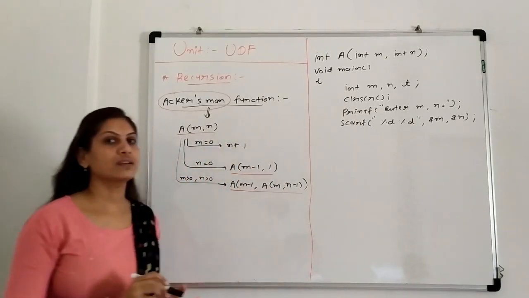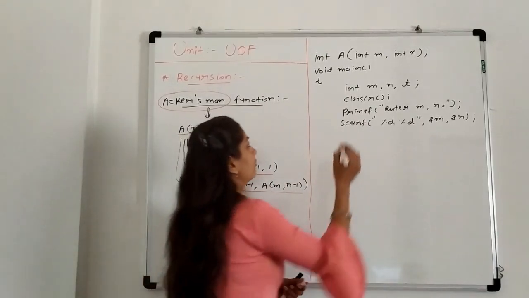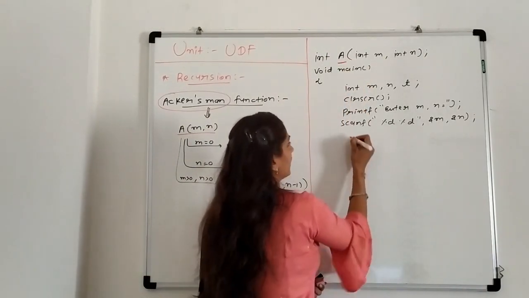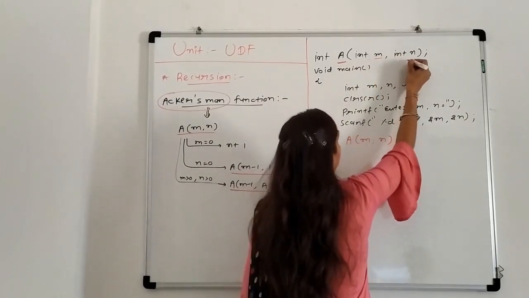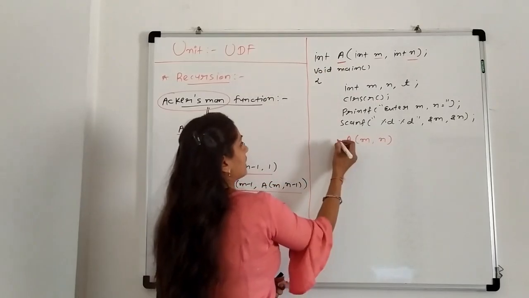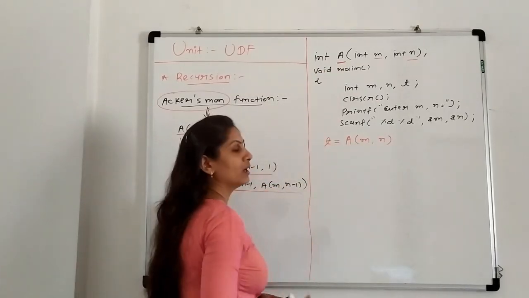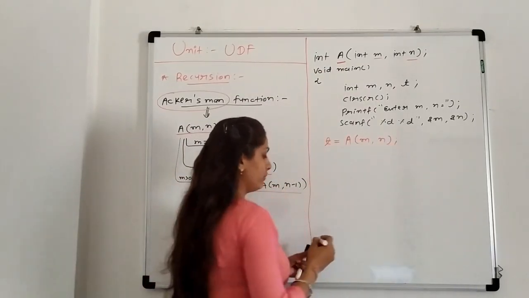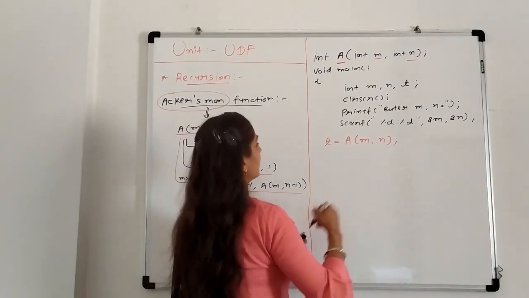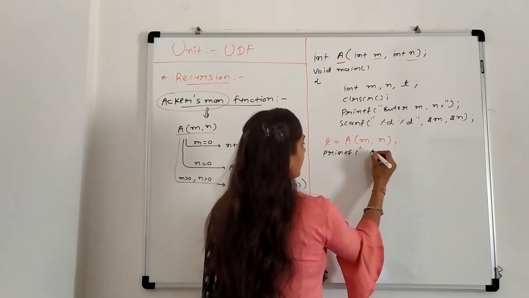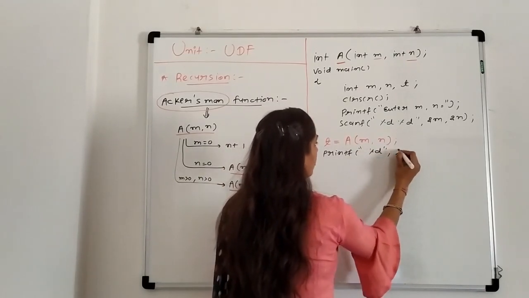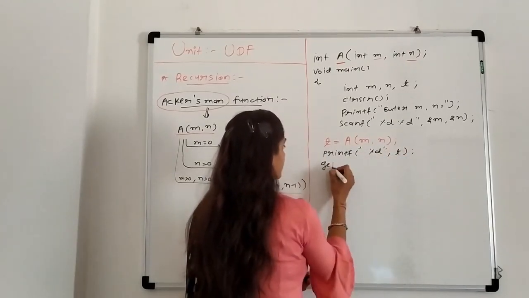Now what do we have to write? Function call. We have to call function A with two arguments, m and n, and the value returned by the function is stored in a variable t, and that value we print. So here we write printf %d, t, and getch.